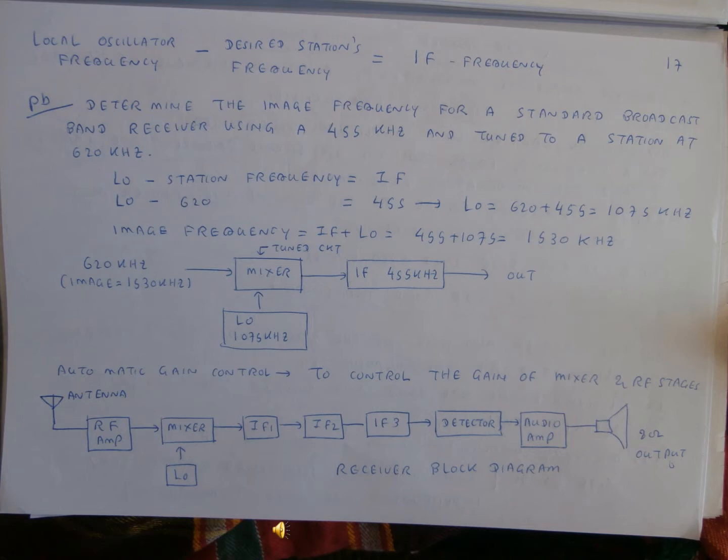In the mixer and radio frequency stage, the gain will be controlled. The gain will change, using the automatic gain control circuit. The automatic gain control circuit takes the signal from the antenna into the radio frequency amplifier stage, then the mixer with the local oscillator frequency, then intermediate frequency 1, intermediate frequency 2, intermediate frequency 3, then the detector, then the audio amplifier. This is the receiver block diagram.